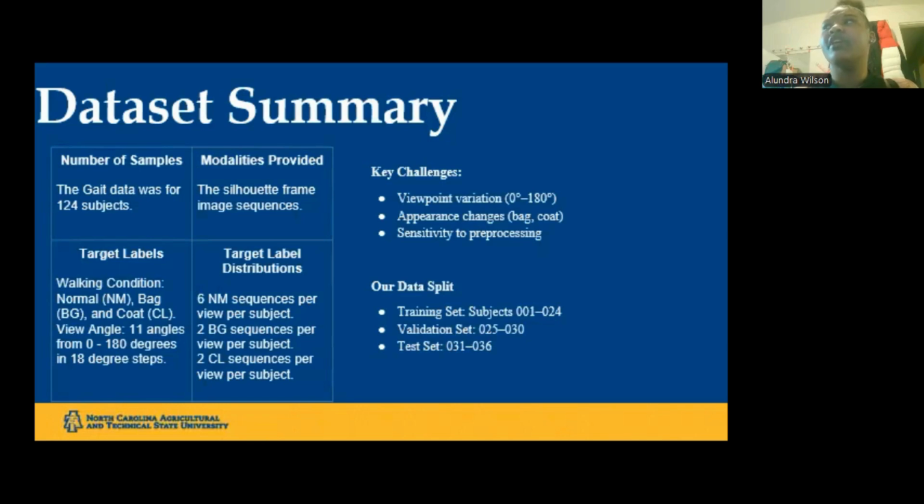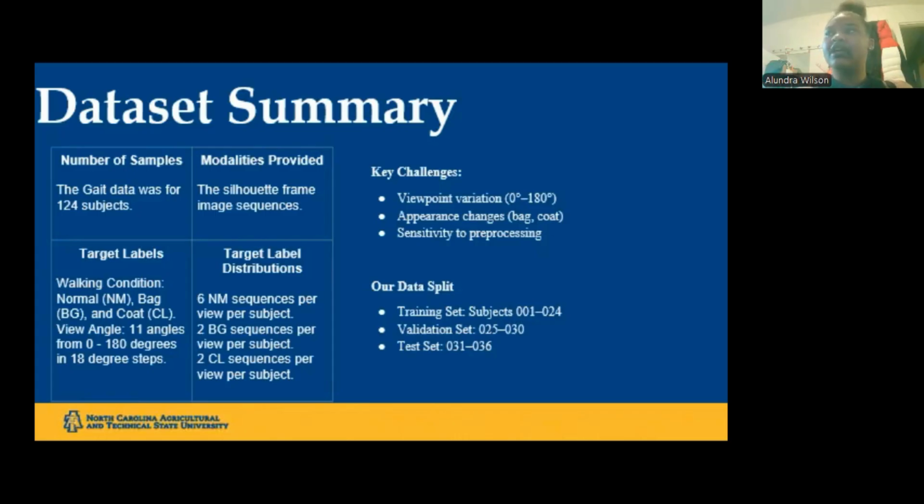The dataset also introduced several important challenges. First, viewpoint variation means the same walking motion can look very different depending on camera angle. Second, appearance changes caused by bags or coats significantly alter silhouette structure. Finally, pre-processing quality is extremely important because poor normalization or inconsistent frame handling can negatively affect performance.